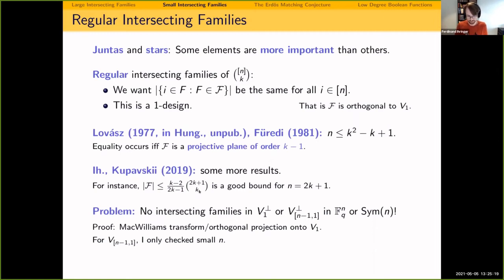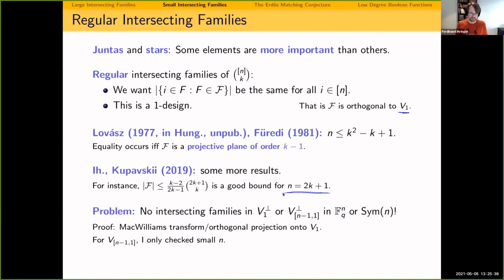For example, you can modify the ratio bound slightly. I mean, now you know that all your examples must be orthogonal to a certain eigenspace. And you get actually a bound that does not seem to be too bad for n equals 2k plus 1.